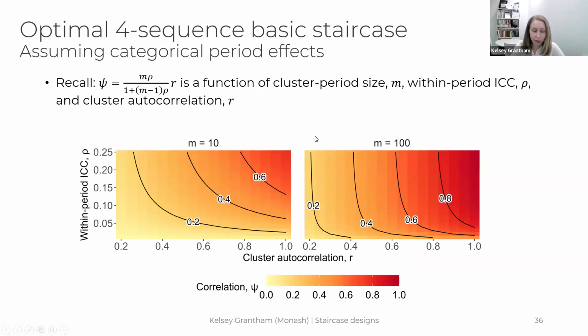Returning to the contour plots from earlier, we see that large values of psi between 0.8 and 1 tend to occur in this highlighted region shown here, where we have a large cluster period size, large cluster autocorrelation, and moderate value for the within period ICC. So the within period ICC is less influential for larger cluster period sizes, but as long as that within period ICC is not very small, we would end up with a large value of psi. And so it's in these settings where the optimal design would be most useful. And the optimal design for large values of psi has more clusters allocated to the outer sequences.